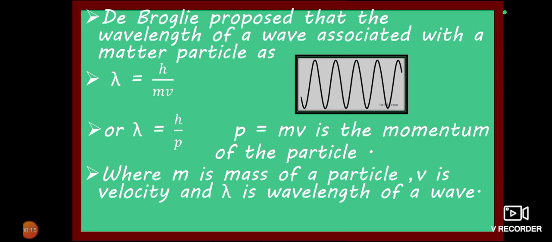So the scientist de Broglie proposed that the wavelength of the wave associated with a matter particle is lambda equal to h upon mv. It means that when a particle is moving, waves are associated with that particle, and the wavelength of these waves is called the de Broglie wavelength.